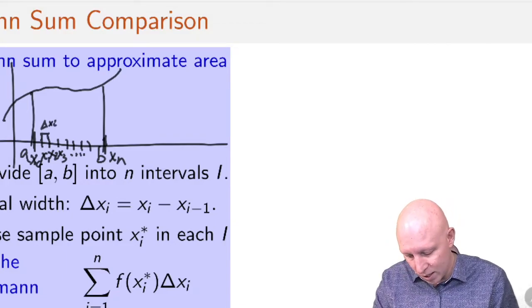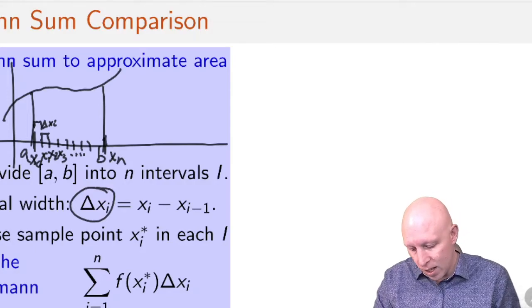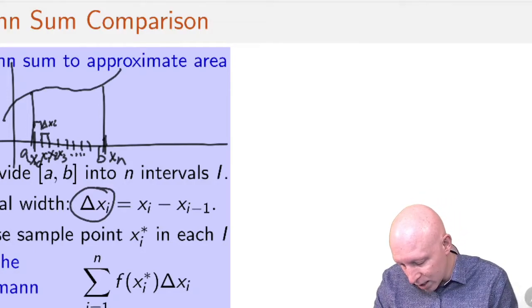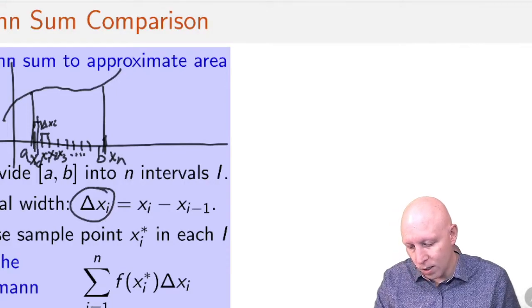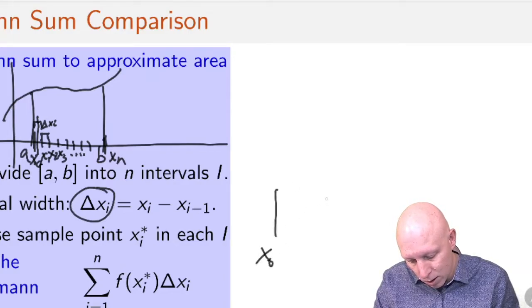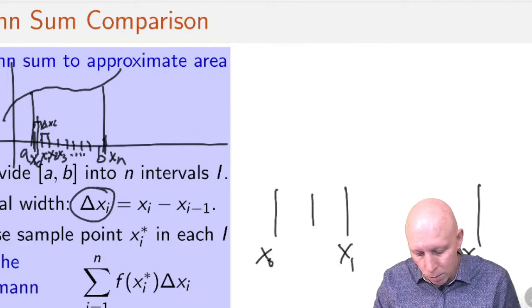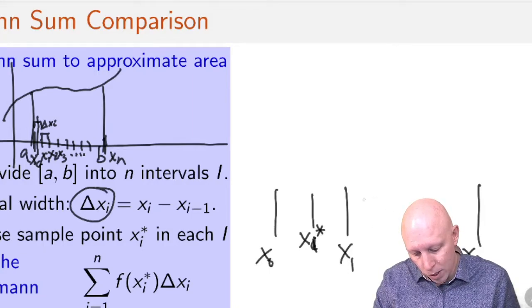So delta x1 is what happens between x0 and x1. And we choose some point in this region. So let me zoom in here. And so we've chopped our region down into a whole bunch of smaller pieces. They don't all have to be the same size. We choose some point in this first region and we call that xi star. So this is x1 star. The next one would be x2 star.